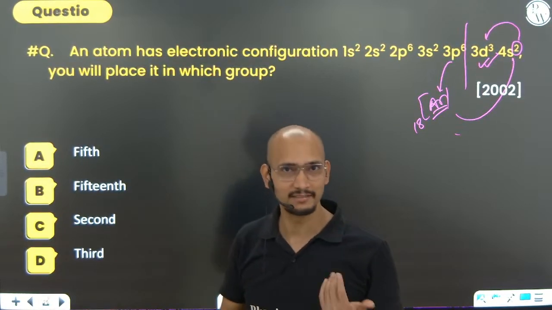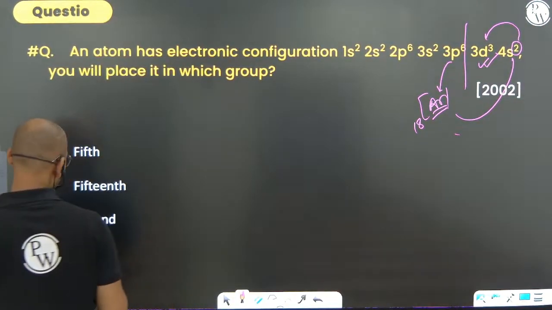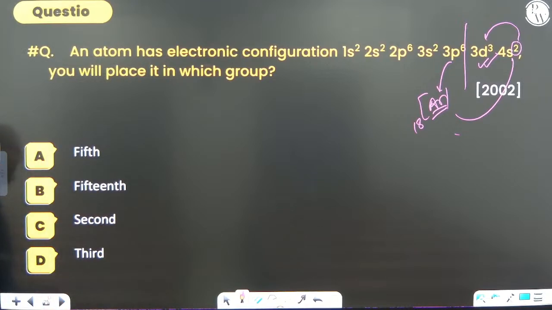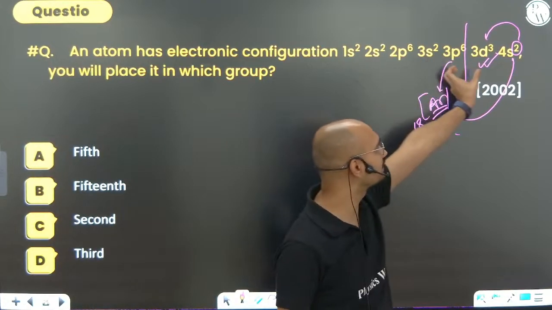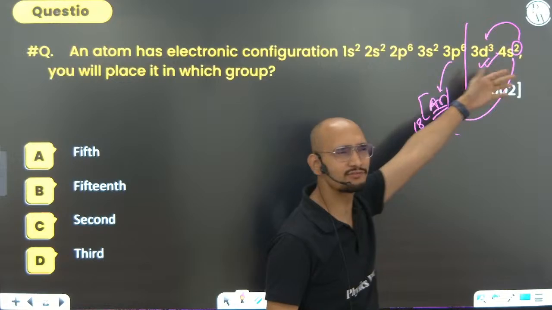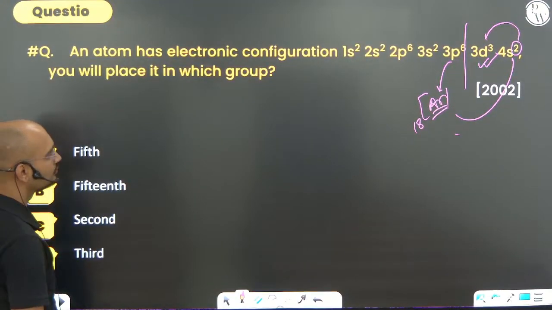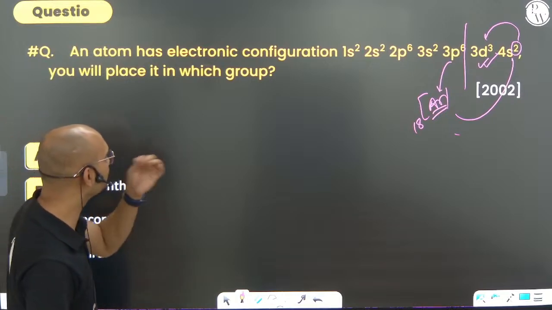Yes, now what we can say, so it is 3d. In d also we can see that it is 3. What is the n value? The n value is 4. Anyways, it is asking for which group you will put it into. It is such an easy question, right?